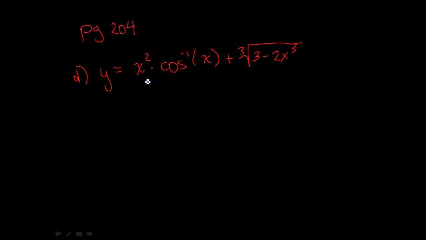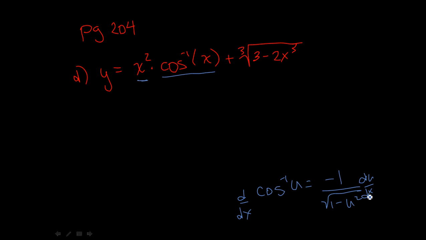Okay, and the last one is D. We have a couple things going on. First of all, we have the product rule here, and then plus this, so it's basically two separate derivatives. So the formula that we're going to use, I'll write it here. It's just the negative of the sine formula: negative 1 over the square root of 1 minus u squared times du dx.